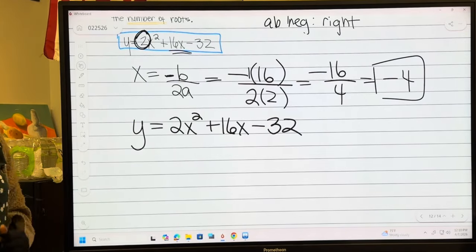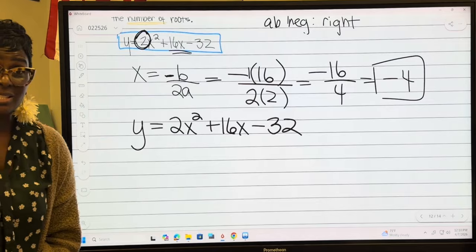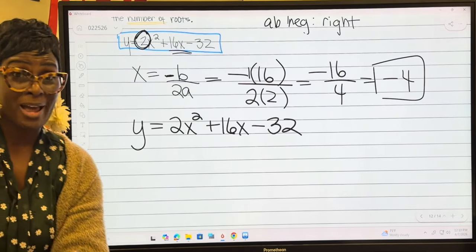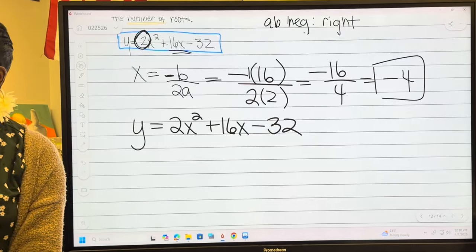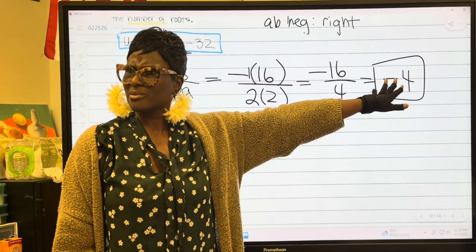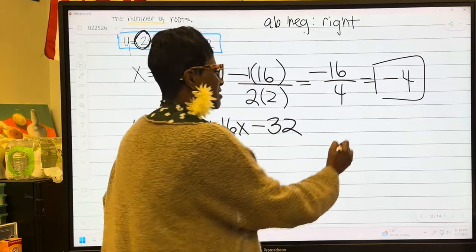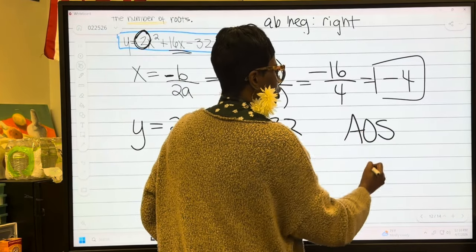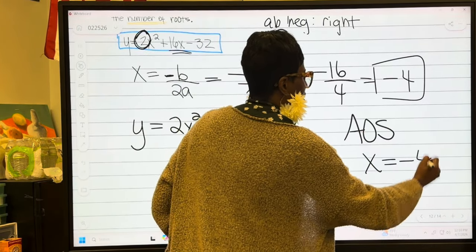Miss Stampley, what are you doing? I am looking for my vertex. This thing opens up, so I'm looking for my lowest point. What am I going to do to get that lowest point? I'm going to plug in the x of the vertex. What else is this? It's my axis of symmetry. So my axis of symmetry is x equals negative 4.